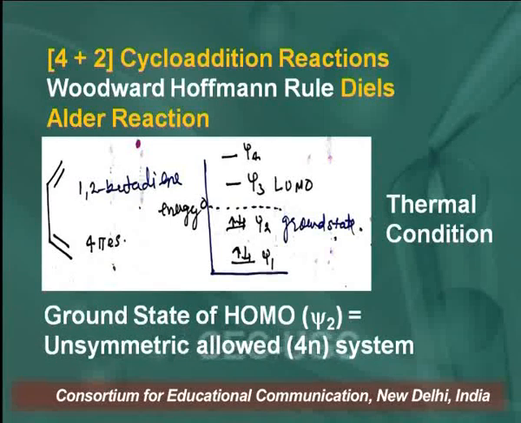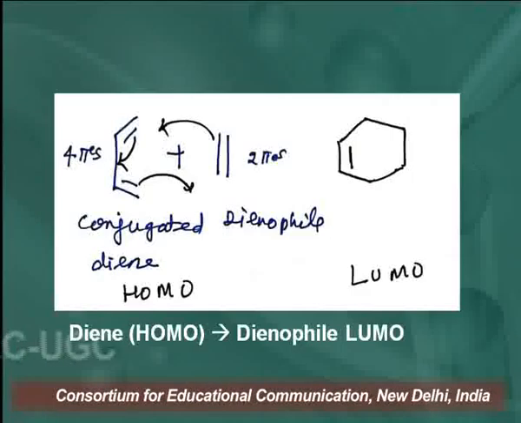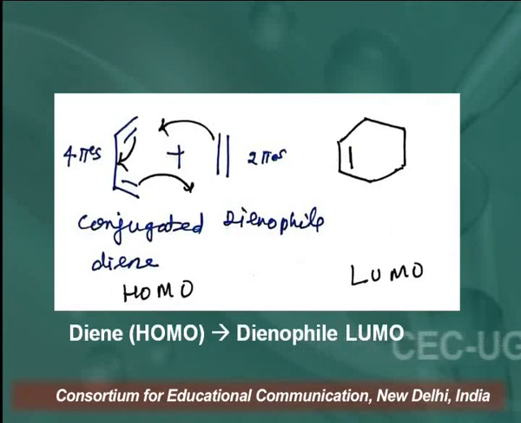So these are the bonding electrons. Bonding electrons are always lower in energy. So here the ground state ψ2 has 2 electrons. The HOMO of the ground state is ψ2, which is symmetric, an allowed 4n system. We will see that if a conjugated diene reacts with an enophile, we get a cyclic product. So the HOMO of the diene reacts with the LUMO of the enophile, and we get a conjugated product.